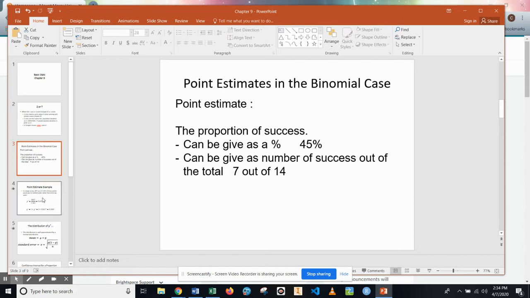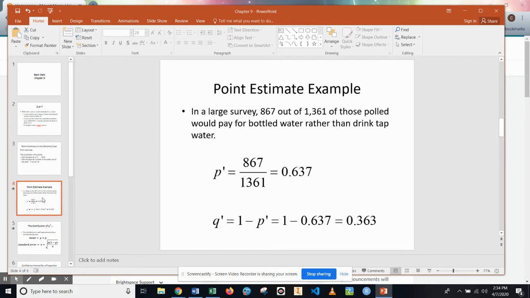The next slide shows an example of that point estimate. So we had a large survey. People would rather drink bottled water rather than tap water. If you live in the city of Marion, that's probably the case for most of you. So you would take the number of successes divided by the total number of trials, and that gives us that point estimate. Now, for the calculation, you're going to need 1 minus that estimate, the 1 minus P.